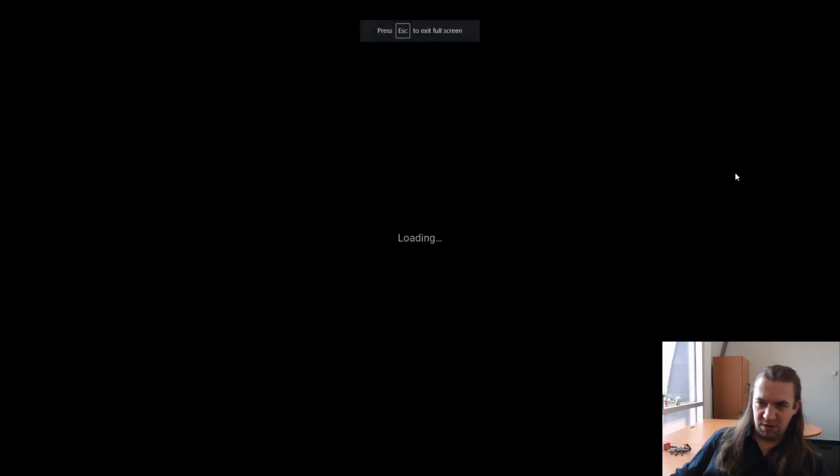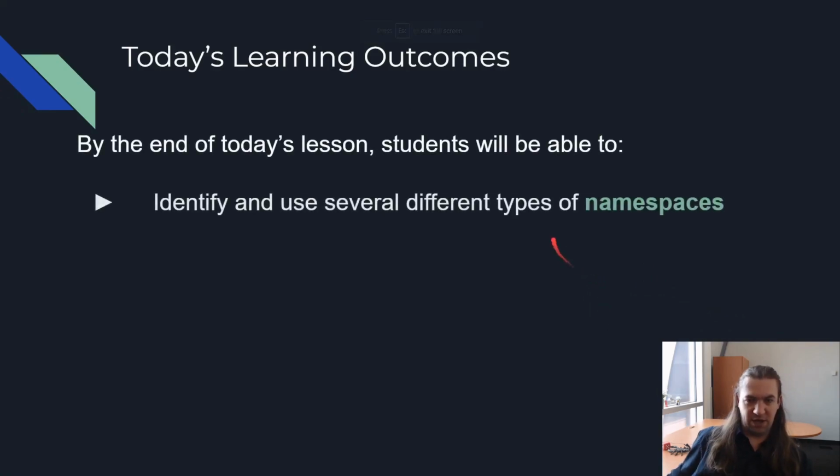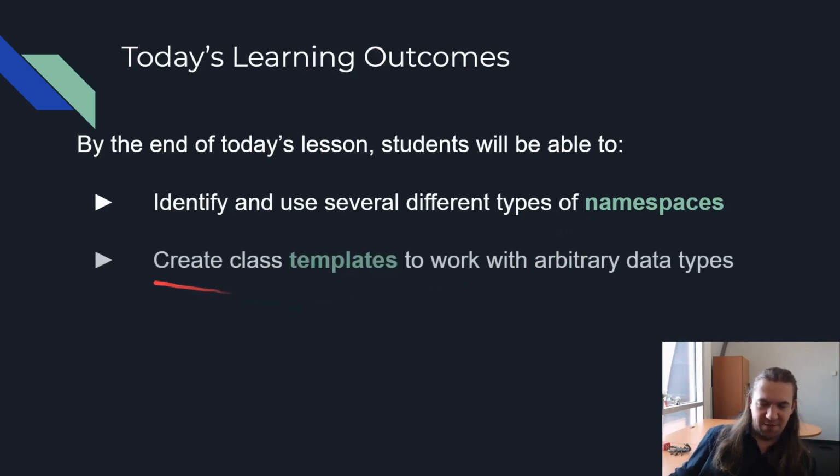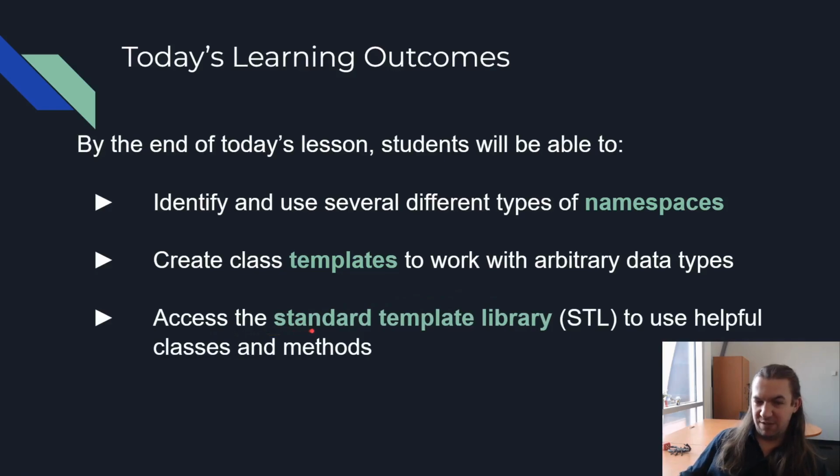So without further ado, okay, so what are we going to go over today? Well, we're going to look at different types of namespaces. We've been using one all the way since 1060. I'll let you think a second about what that is. We're making templates for classes to work with arbitrary data types, and we're going to access the standard template library, or STL, which allows us to use some classes and methods that have been written for us and save us a little bit of work.